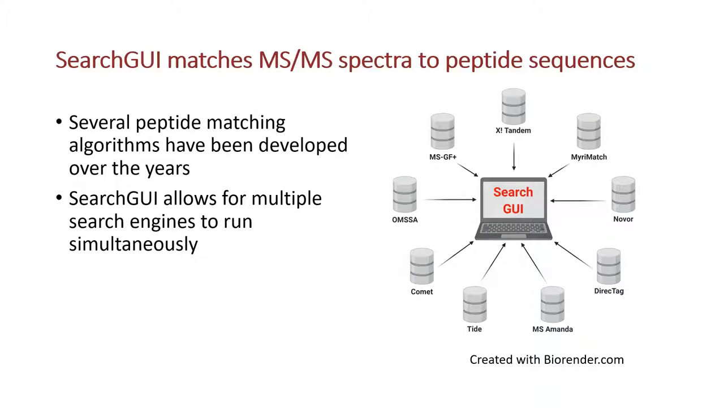Over the years, many different proteomics search algorithms have been developed, each of which has its own unique advantages and disadvantages. Ideally, multiple of these algorithms would be run, however, that can result in considerable time and computational power needed. Search GUI allows for multiple search engines to be run at the same time, maximizing the ability to interrogate the data without the time commitment needed for sequential searching.